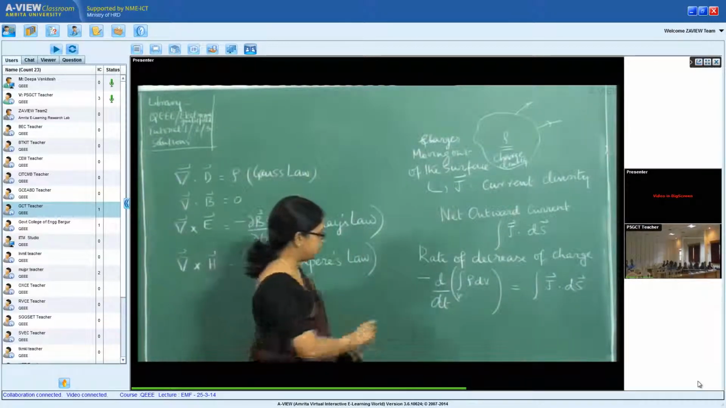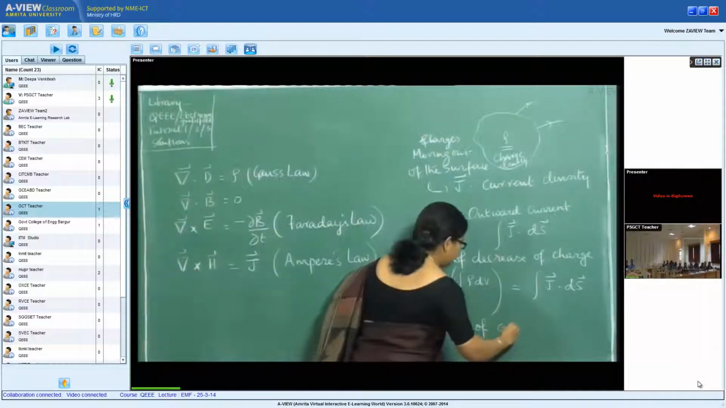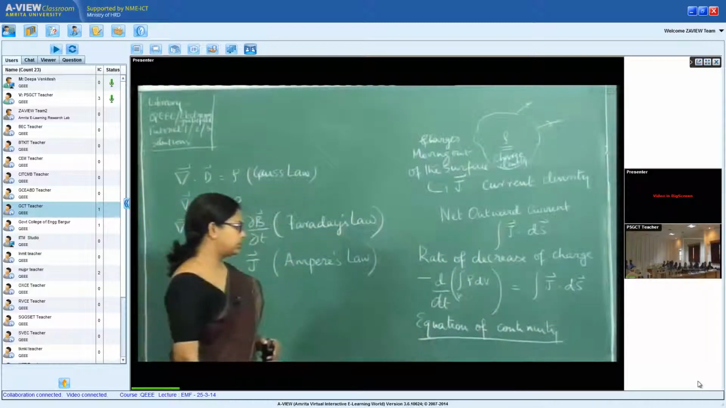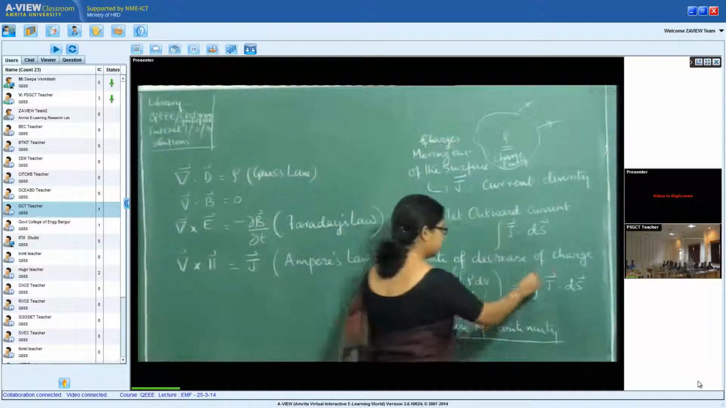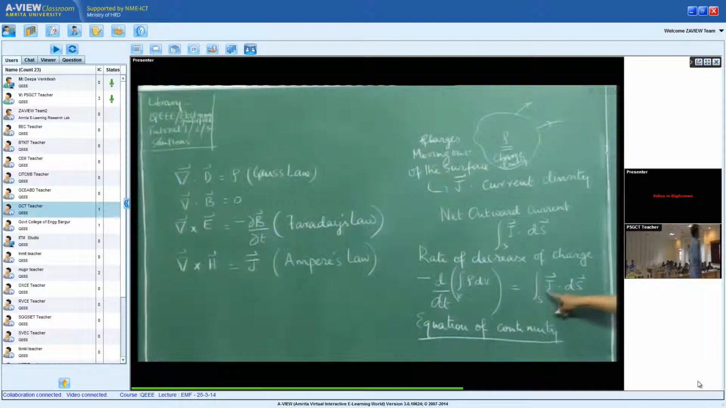Alright, and this is nothing but the statement of the equation of continuity. Now remember, this is a surface integral. Now we have learned Gauss's theorem, where the surface integral can be replaced by a volume integral. If I do the volume integral of divergence J, that is the same as the surface integral. This is your Gauss theorem, which we did about 3 classes ago.